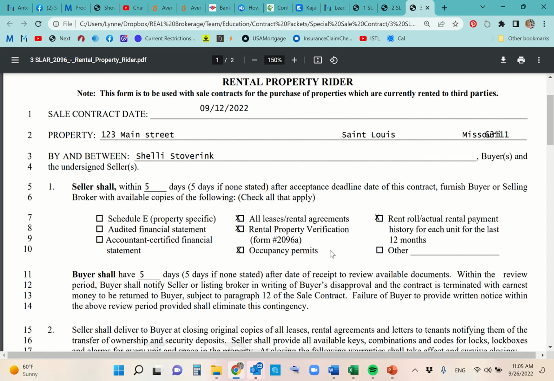Also, occupancy permits. When a property manager has those occupancy permits, there's usually no issue to get them handed over, or to go to the city of St. Louis and get them pulled.